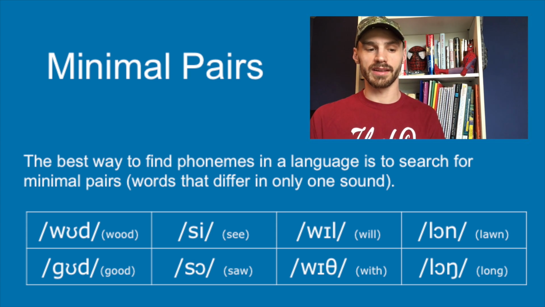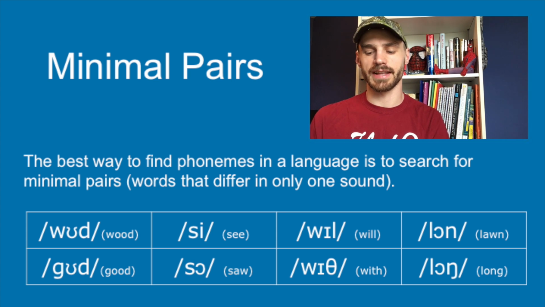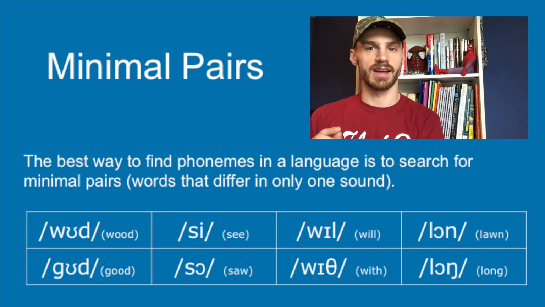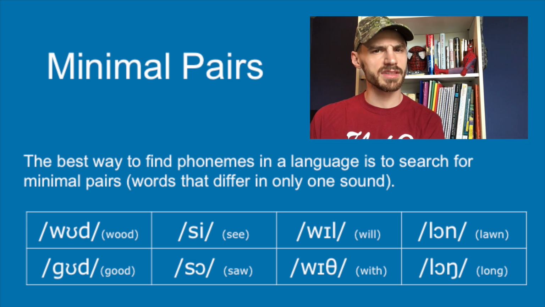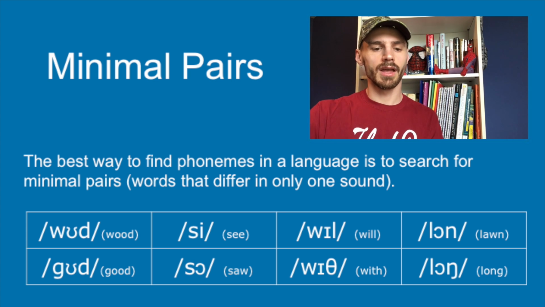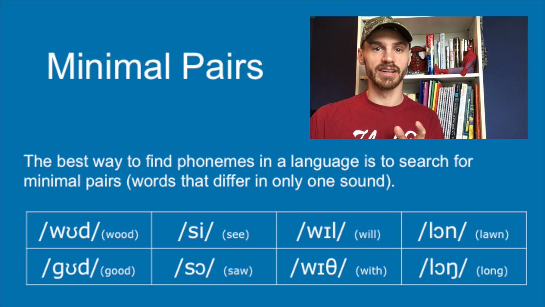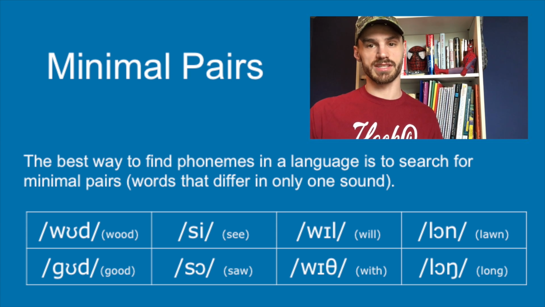Same with will and with, they differ only in the last sound, and lawn and long. Now, I want to point this out because in my previous video I mentioned that you might not be aware that the sound at the end of the word long is a single sound. Because we spell it with a G, like I said, writing always messes with your perceptions of sounds. We spell it with a G in English, but when you pronounce it, you don't say long. That's not two separate sounds there. That's its own sound.